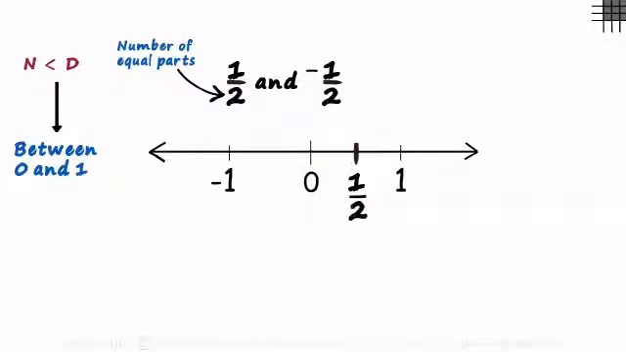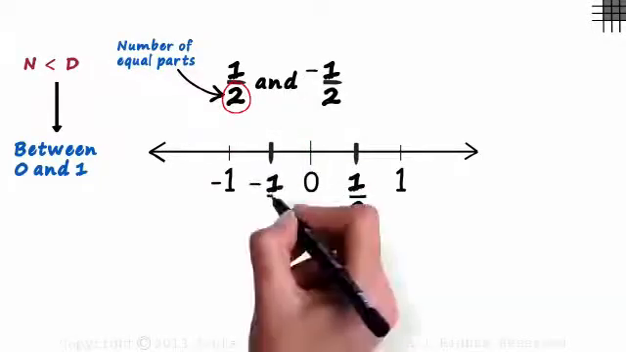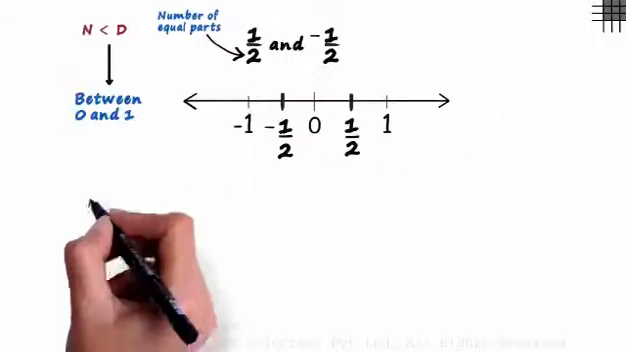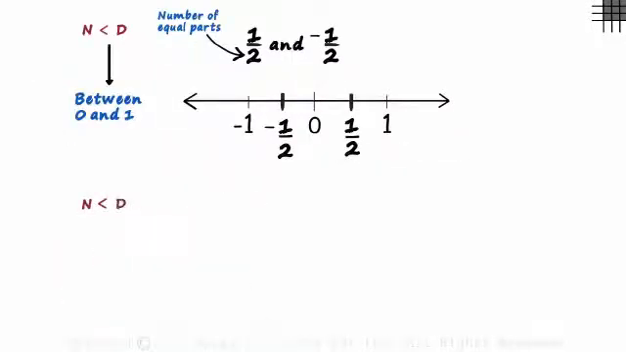We can use the same procedure to mark -1 by 2 on the left side of 0. Divide it into 2 parts and mark -1 by 2 one part away from 0. Just as integers had corresponding values, rational numbers too have corresponding values. In our example, -1 by 2 corresponds to 1 by 2. Let us look at another example where the numerator is less than the denominator. We have to plot 3 by 4 and -3 by 4.